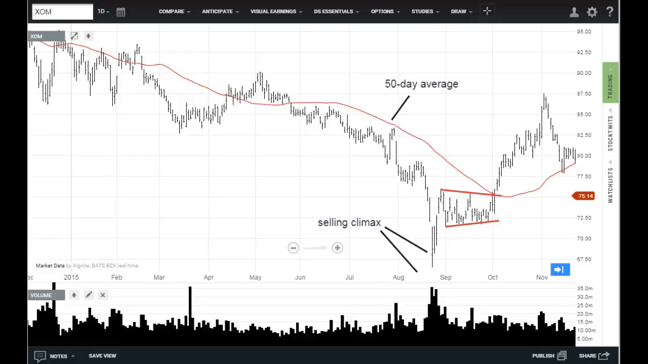This next chart is ExxonMobil in 2015. As we can see, it was in a bear market for a year when it accelerated to the downside on huge volume. That's in this area. This is called the selling climax, as the last bulls dumped their shares at any price.